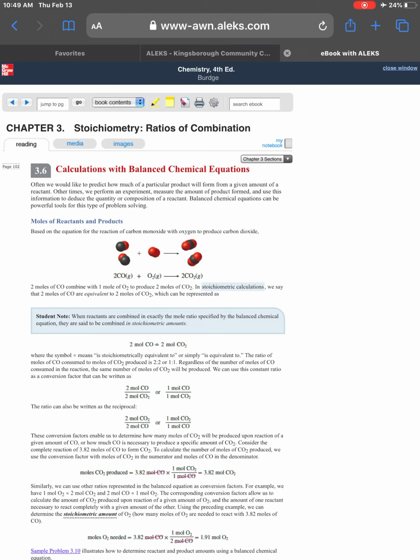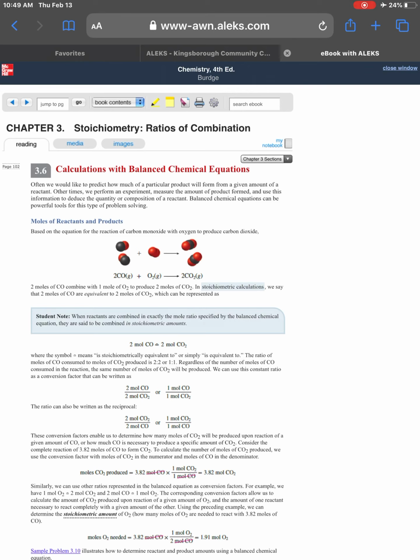On the left side, there are 2 oxygens for the carbon monoxide, but there's also 2 oxygens for the molecular oxygen, O2. So that's a total of 4 oxygens. On the right side, there is 2 CO2, so that would be 4 oxygens. 2 times 2 is 4. So the chemical equation is balanced.